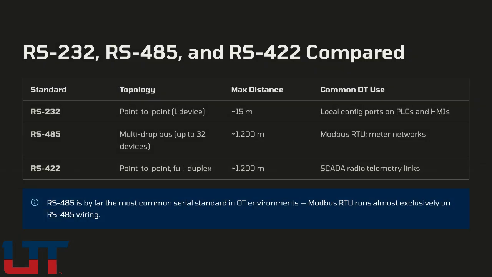RS-422 is similar to RS-485 in distance capability, but it is full duplex, meaning both sides can talk at the same time, and it's point-to-point. You'll find it less commonly in the field, but it shows up in some SCADA radio telemetry links and higher speed serial applications.